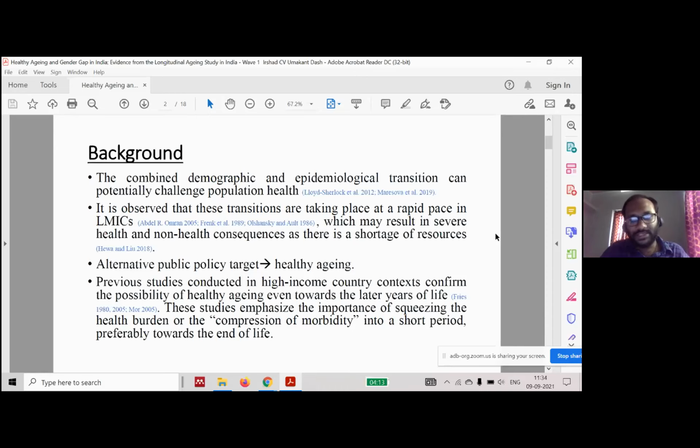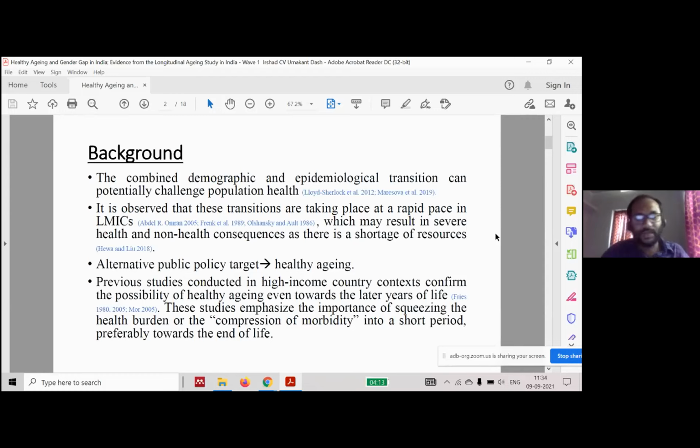I think even WHO is also focusing on healthy aging now. They declared 2021 to 2030 as the decade of healthy aging. So the idea of healthy aging is basically an alternative public policy target for all the countries. So I went through the literature.